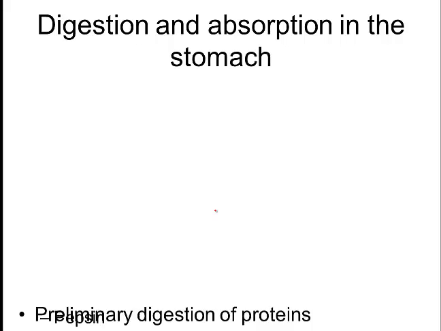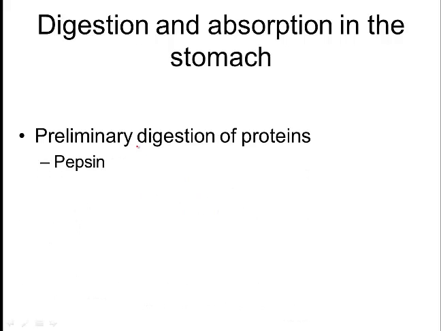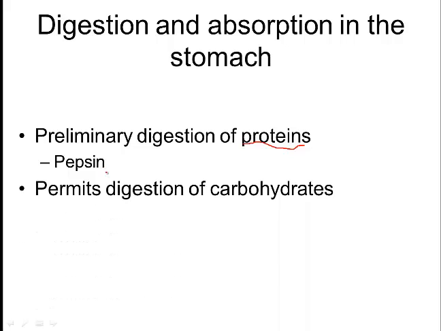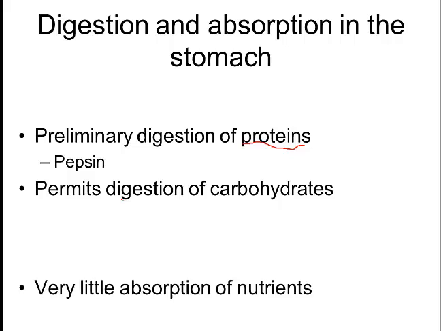So digestion and absorption in the stomach. We will start to digest proteins, and the enzyme involved in that is called pepsin. It's one of the few enzymes that actually does not end in "ase." The digestion of carbohydrates will continue with the amylase that was from the mouth, but the stomach does not actually produce any of its own enzymes for carbohydrate digestion.